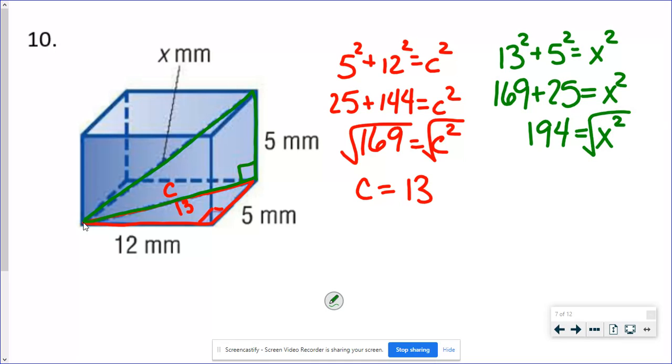And we'll go square root, square root. So X is going to be about 13.9. This was all measured in millimeters. So that's the length of that longest diagonal in that rectangular prism, right? So this is really our final answer.